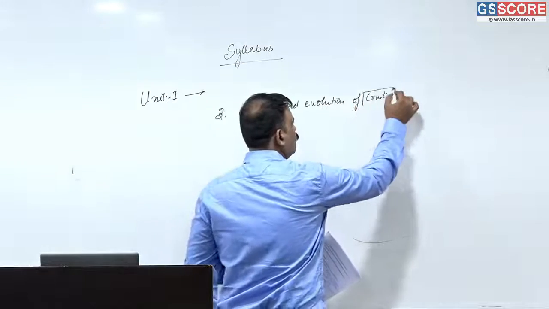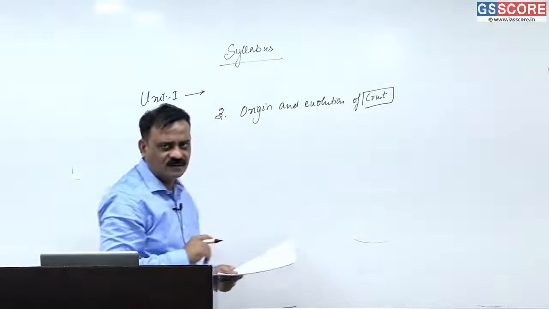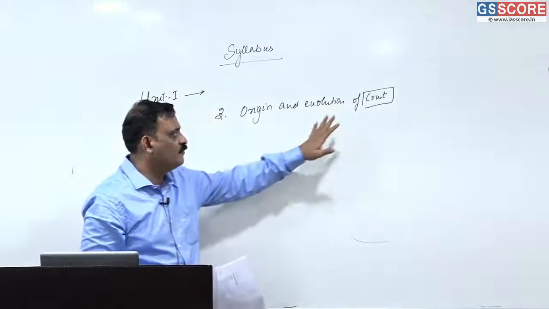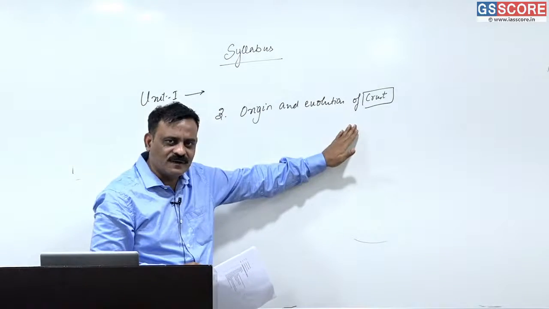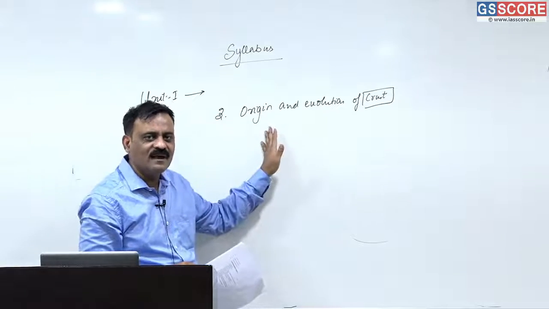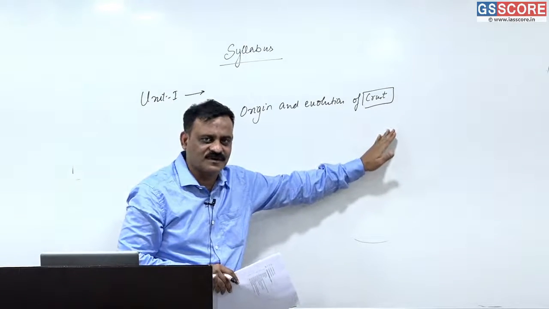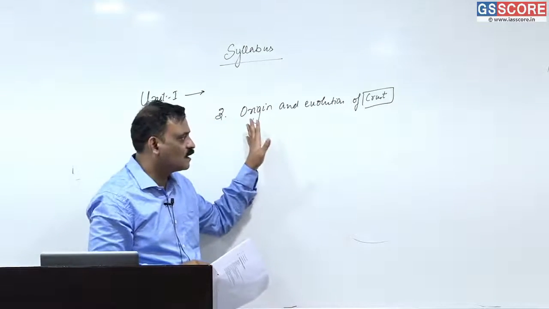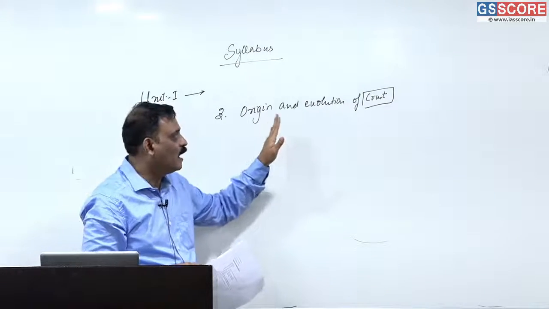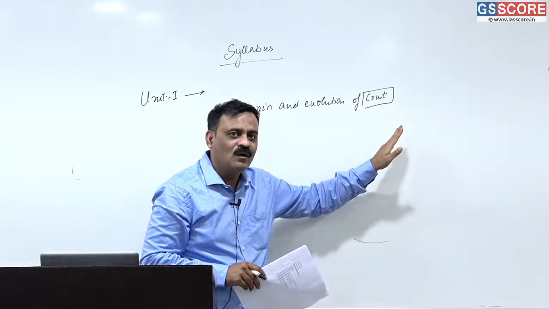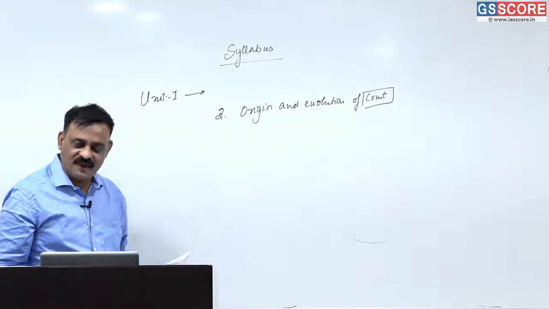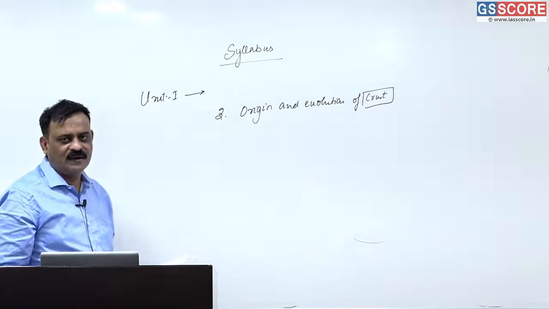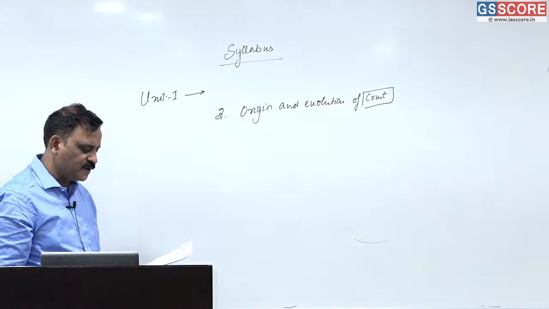It's not only about studying the formation of the earth. Okay, you need to study the evolution of the crust. Okay, origin and evolution. Remember this, origin and evolution of the crust. Okay, so how the crust has originated and how it has evolved over a period of time. So there are some theories which you need to study in the context of origin and evolution of the earth.